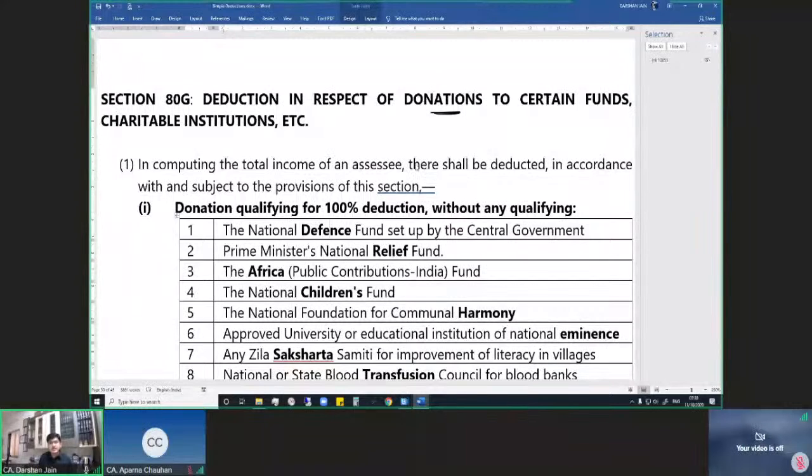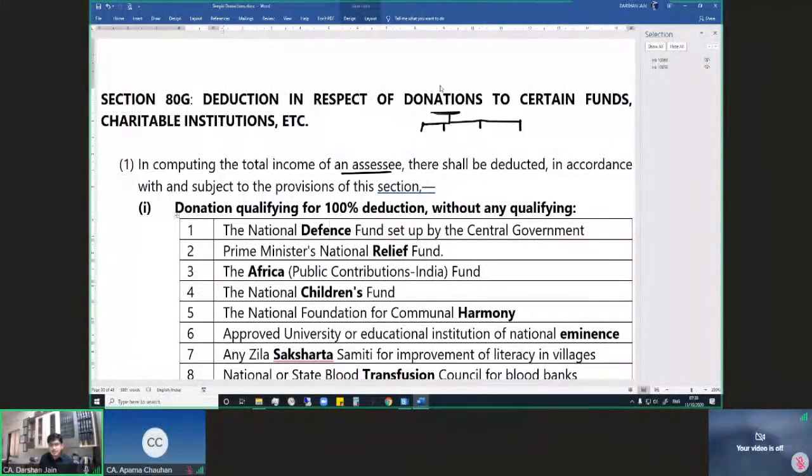Any donations given by an individual or any person, right? Either it could be an individual, HUF, AOP, BOI, company, any assessee or any person. There shall be deducted in accordance with and subject to the provisions of this section. You've got 4 kinds of deduction under this section. Now, this is one of the very, very complex provisions as far as deduction is concerned. It is so clumsy, and it is designed in a manner which would confuse even the best of the readers of the act. However, let us try and simplify this.